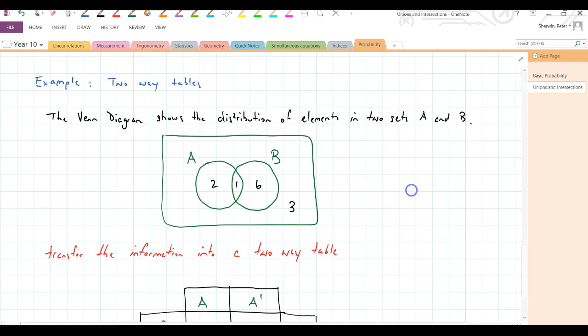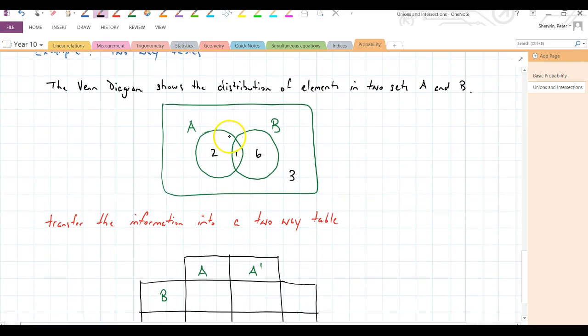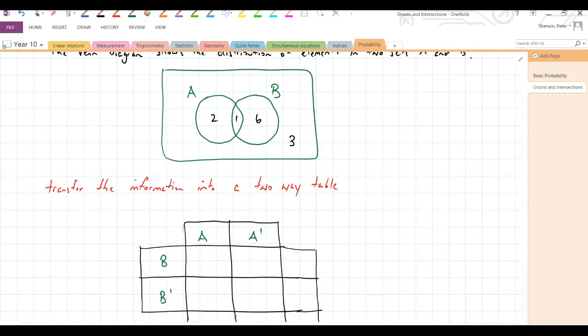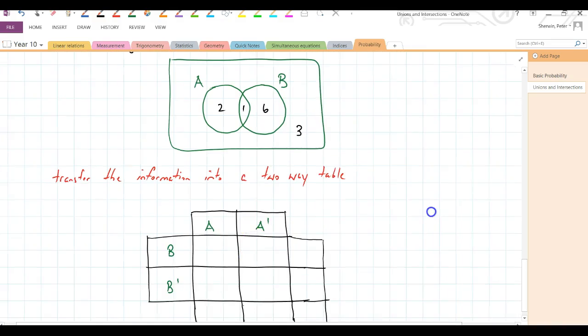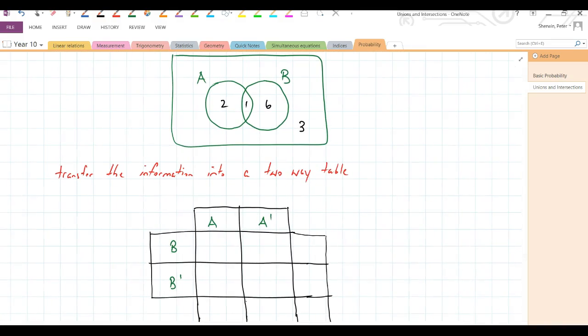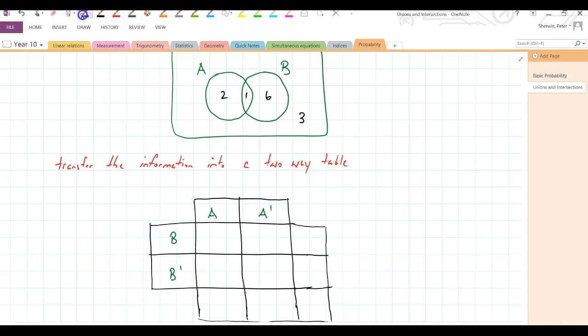So we've got this information here in a Venn diagram. Hopefully you understand now what this is about. This represents the number of elements in set A. There are 3, but one of them's in common with set B. There's 7 total in set B, 1 common with set A, 3 that fall outside that. Now we're going to transfer this into what's called a two-way table. It does the same sort of job as a Venn diagram, just a different way of looking at it. It's a different way of representing it.